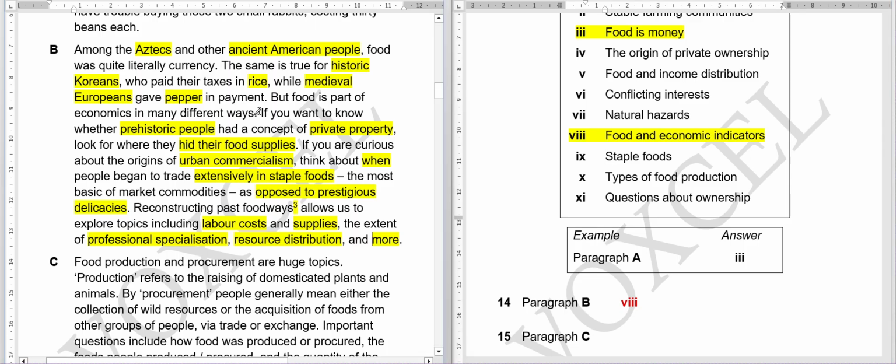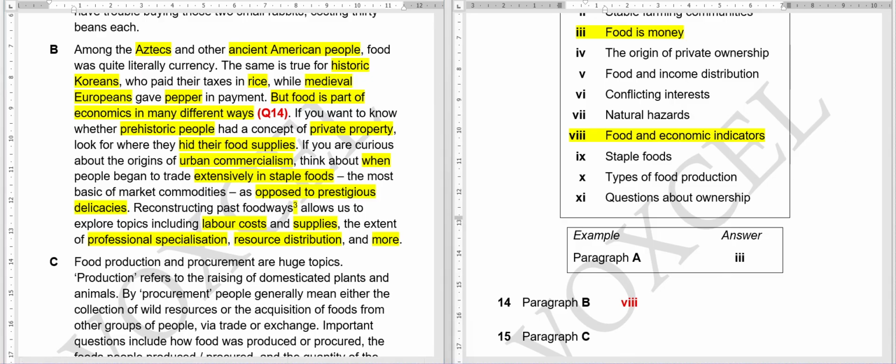Yes, here: food is part of economics in many different ways. Here they are telling us that food is part of the economics in many different ways, so obviously food is related with economics.